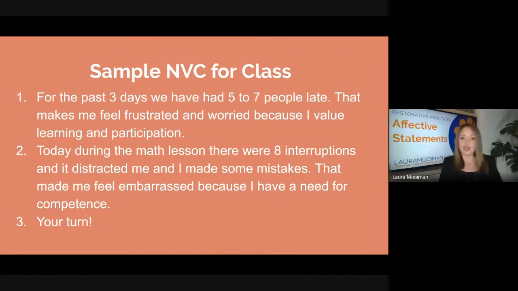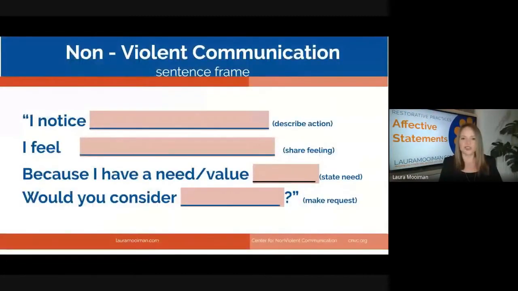And so to aid you in this, I have made a sentence frame. I designed this before in a previous school district, and we made posters and put them up in classrooms so that teachers could use these. Whenever they were starting to feel something, they'd look at it and the kids would know, oh, she's going over to the poster. We know that she's going to say something.